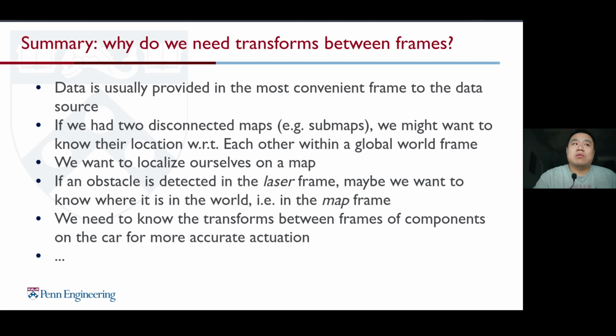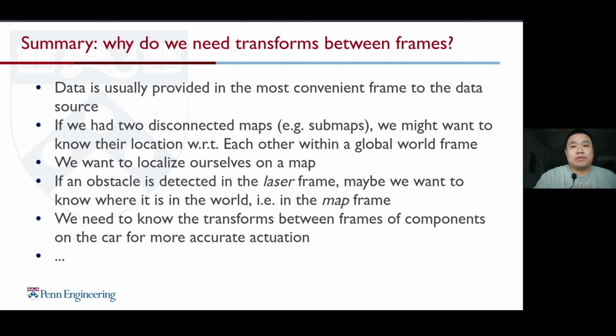And third, once we have that map, we might want to localize ourselves on a map for a more advanced algorithm for navigation. And fourth, if an obstacle is detected in the laser frame, maybe you want to know where it is in the world, for example, in the map frame, so it's easier for a navigation task. And next, we also need to know the transformation between the frames of components on the car so that you can drive with higher accuracy.